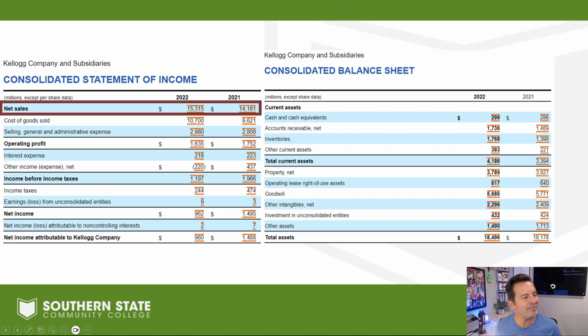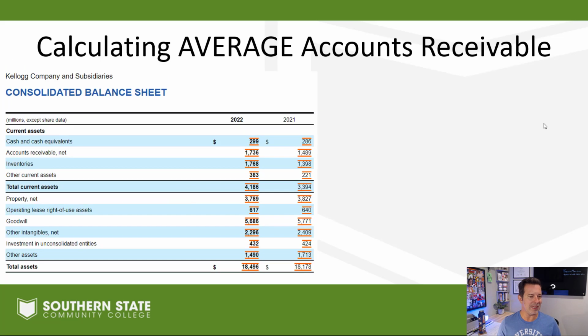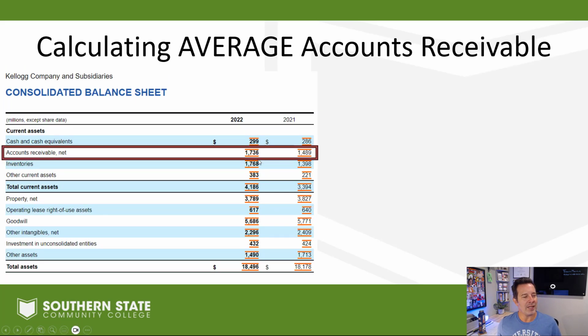It makes sense, right? So we got net sales off the income statement. Then we need average accounts receivable. And you look at that and say, well, wait a second. I've got one number for 2022 and one for 2021. I don't see the average. We're going to have to calculate it. But it's an easy calculation, so don't worry. We got two numbers right there.